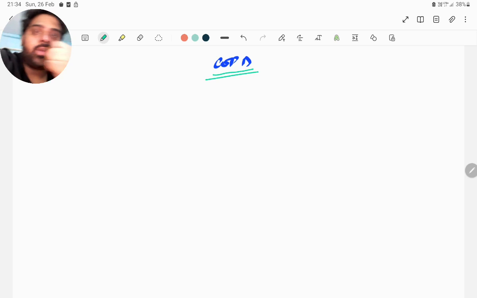So first we'll understand the definition of COPD. The definition of COPD is very easy. It is irreversible chronic inflammation of the airway with difficulty in expiration.